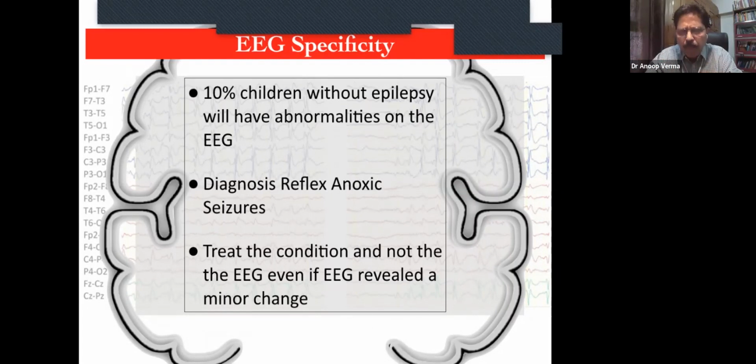It is very, very important to know that 10% of children without epilepsy will have abnormalities on the EEG, and therefore clinically we have to correlate. So this patient had a diagnosis of reflex anoxic seizure. Treat the condition and not the EEG. This is very, very important, even if the EEG is showing some discharges as well.